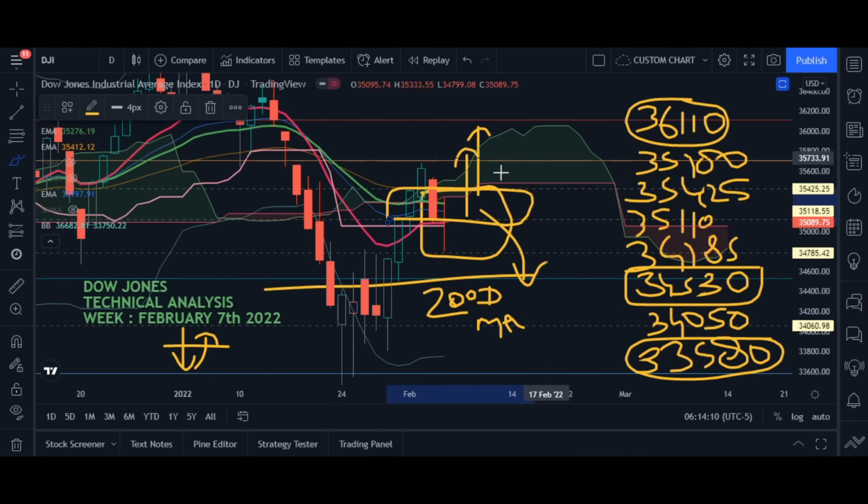So this was my technical analysis for the Dow Jones Industrial Average Index for the week commencing from February 7, 2022.